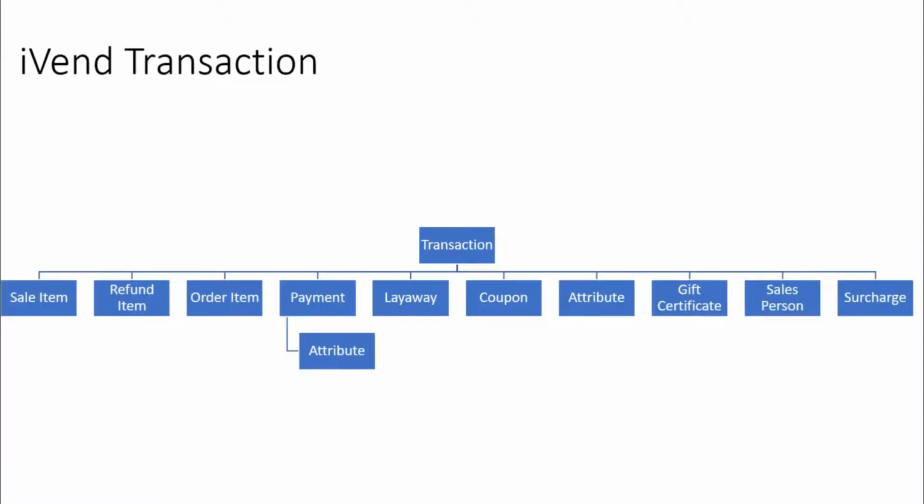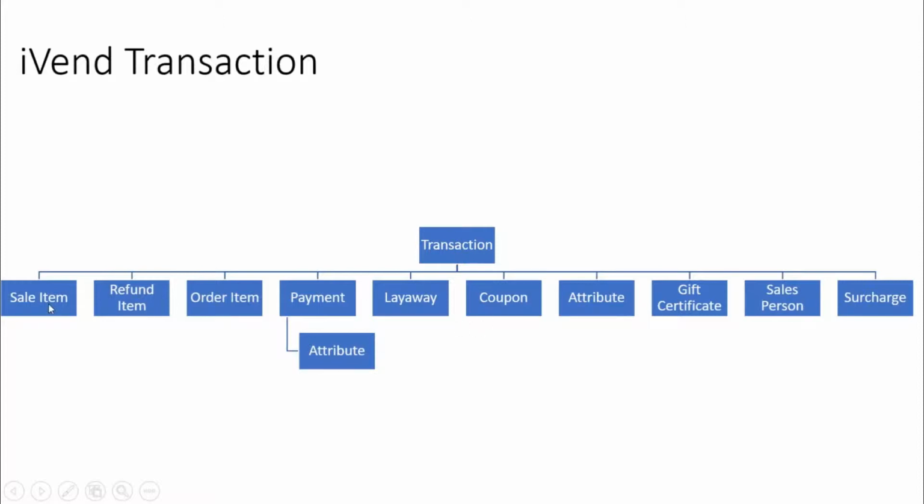Okay, then we go to the detail iVend transaction. The design of iVend is that we have a transaction in the POS, and in the transaction we have different kinds of transaction. In the same transaction we can have many types. For example, you can have a sale and refund in the same transaction. So we have one object for the transaction header, and many charts for the detail.